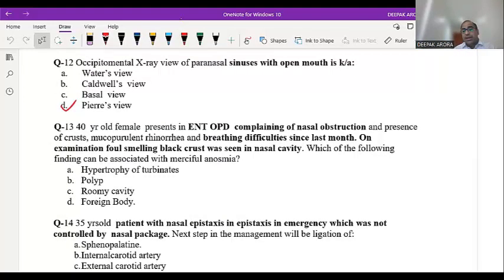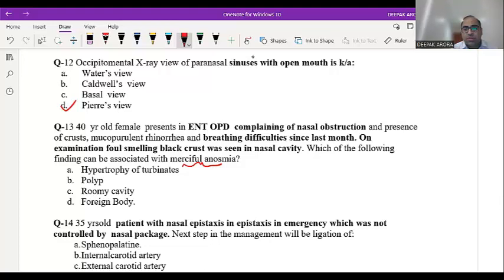Question number 13. Again, one of the important PYQ. A 40-year-old female in the ENT OPD, complaining of nasal obstruction, presence of crust, mucopurulent rhinorrhea, breathing difficulty since last 1 month. On examination, black, foul-smelling crust in the nasal cavity. Which of the following is associated with merciful anosmia? Just remember the word merciful anosmia.